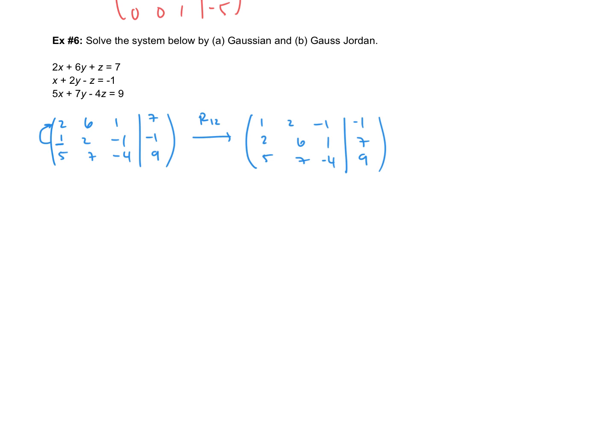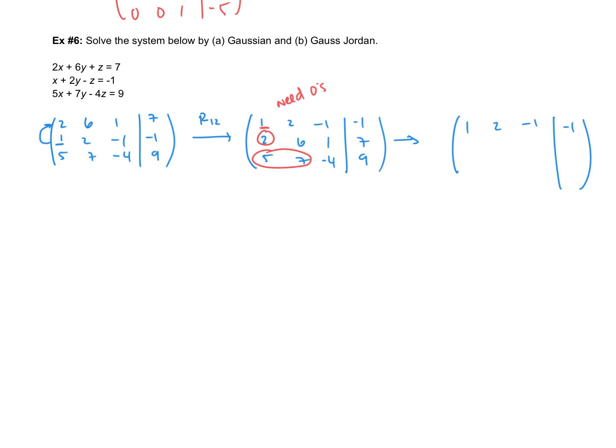Okay, so thinking now, I'm happy with the 1 that I have here. What I need is a 0 here and zeros here. So the first row will stay the same. All I'm going to do is just recopy the first row because I know that I'm happy with it and I don't need to do anything there.